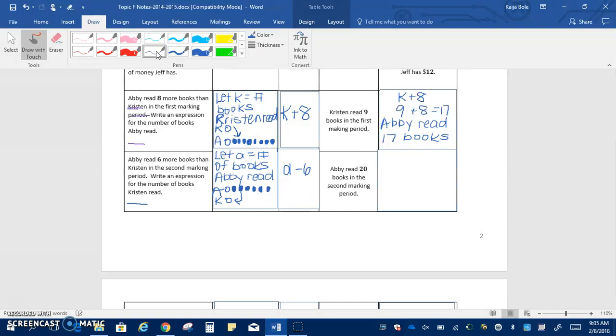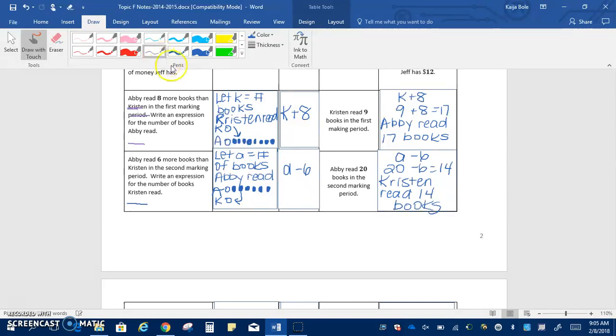Now we use this to help us solve. We take our A minus 6, and they told us Abby read 20 books, so we're going to do 20 minus 6, which is 14. So to answer the question, we would say Kristen read 14 books.